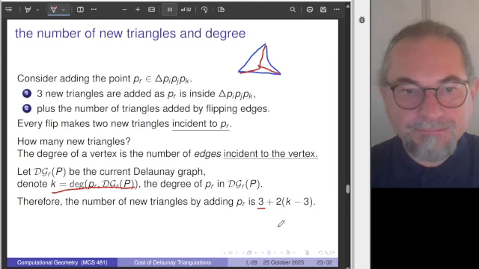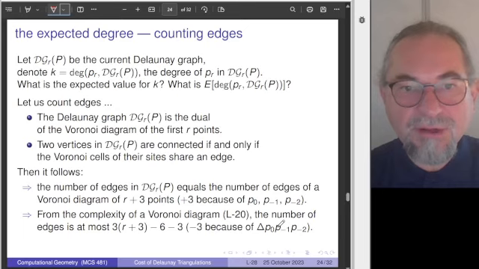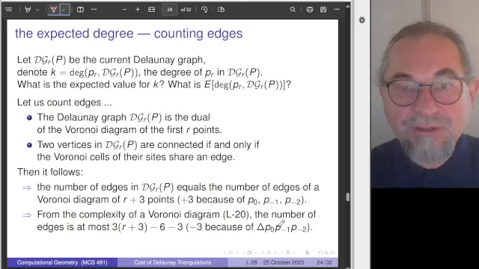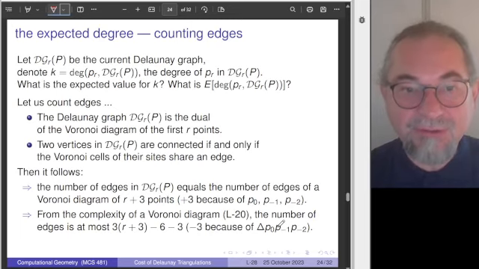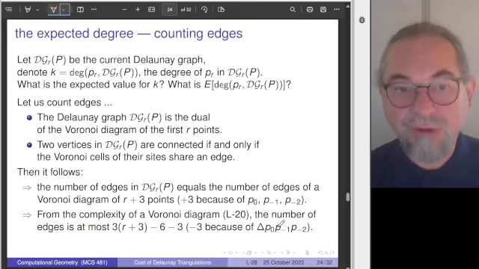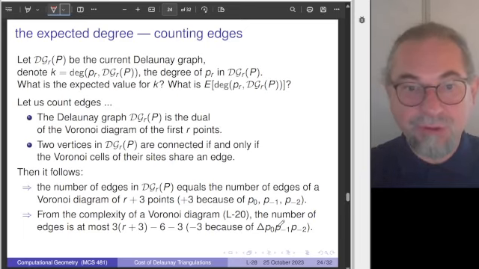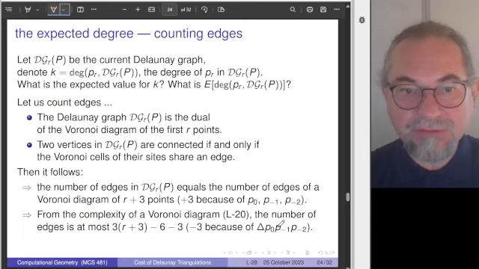Okay, let's now count the edges. So, what is now the expected degree? So we think about the Delaunay graph. So here is the definition of the Delaunay graph again. It's the dual in the sense that we keep the vertices of the point set of the sites, so they're just copied. And then we are connecting these vertices in the graph for 2 adjacent Voronoi cells.